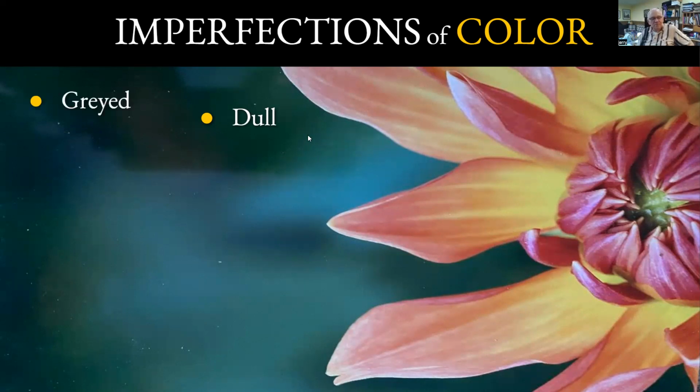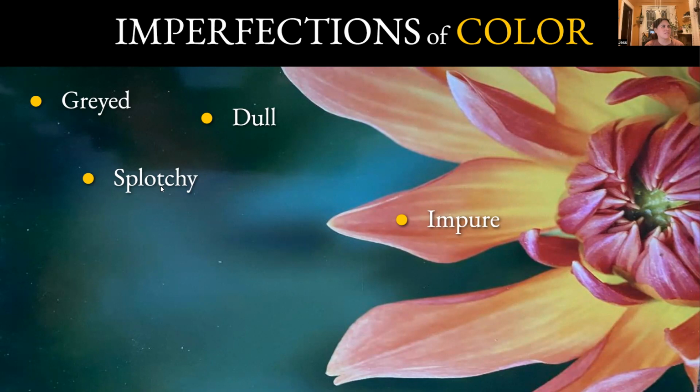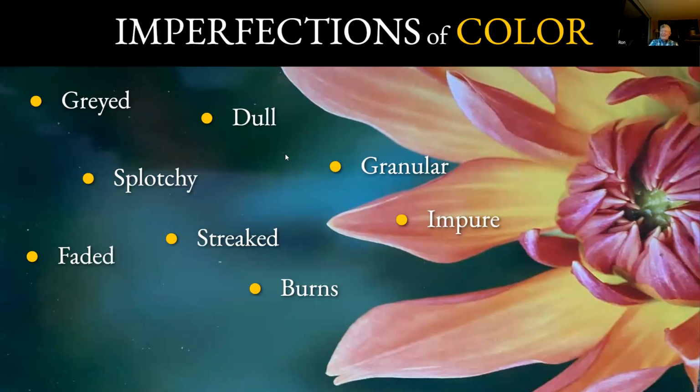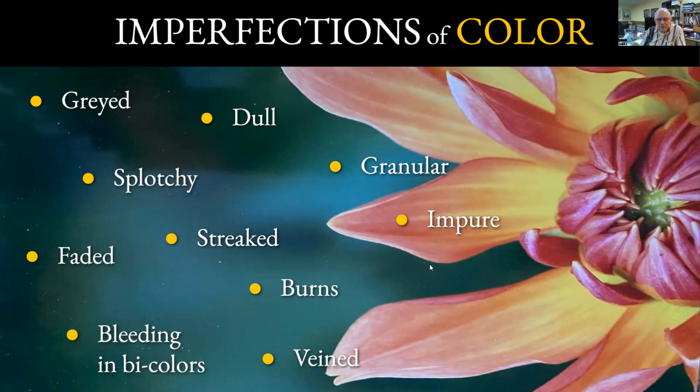Imperfections: dull, grade, impure and splotchy, granular. Burns. We'll see an example of that here shortly. Faded, now we'll see a severely faded bloom here shortly. Or am I giving away answers? I think I am. Sorry. Streaks. Veins. Bleeding in bicolors. Uneven distribution in blends. Okay, you get the idea?